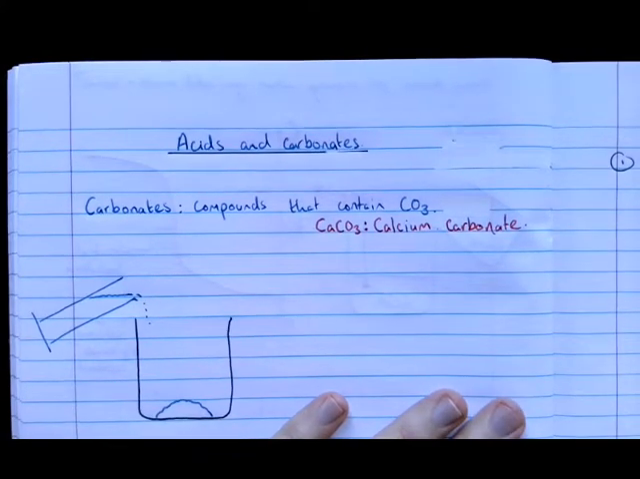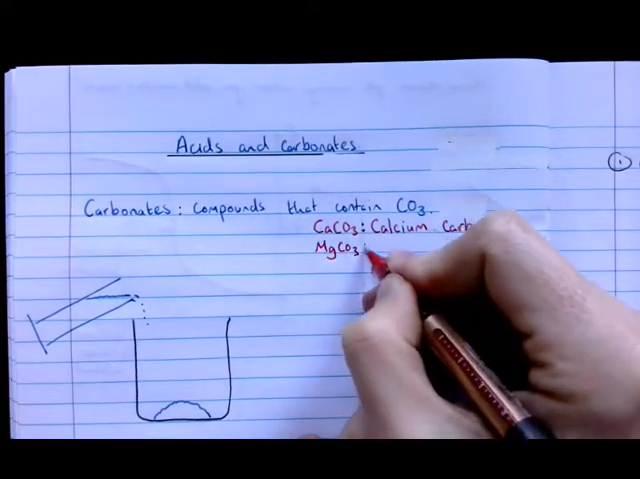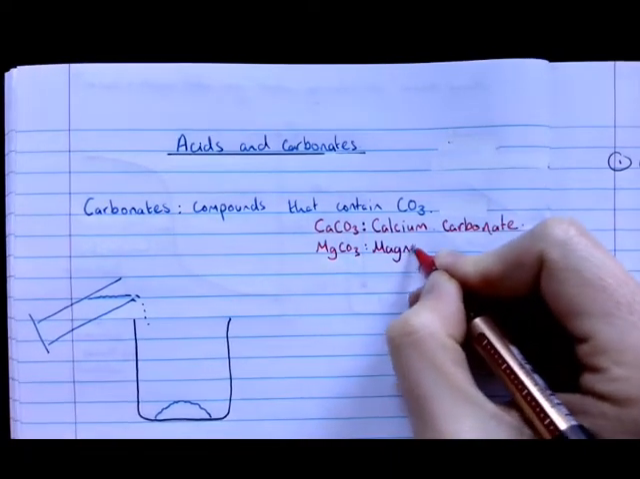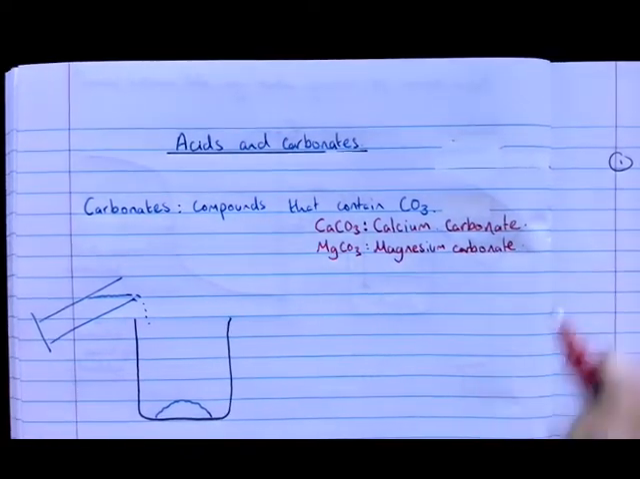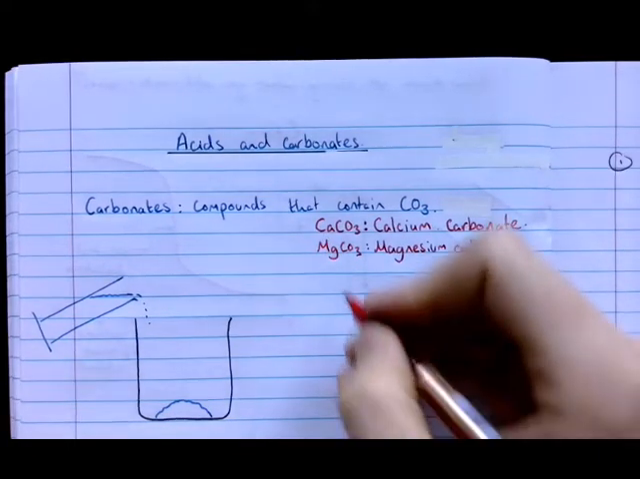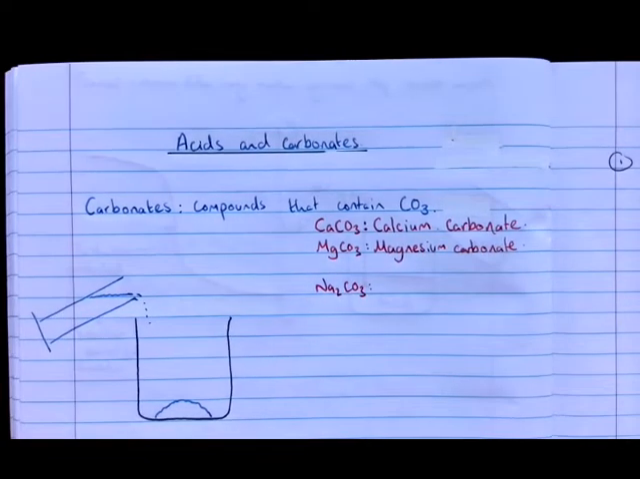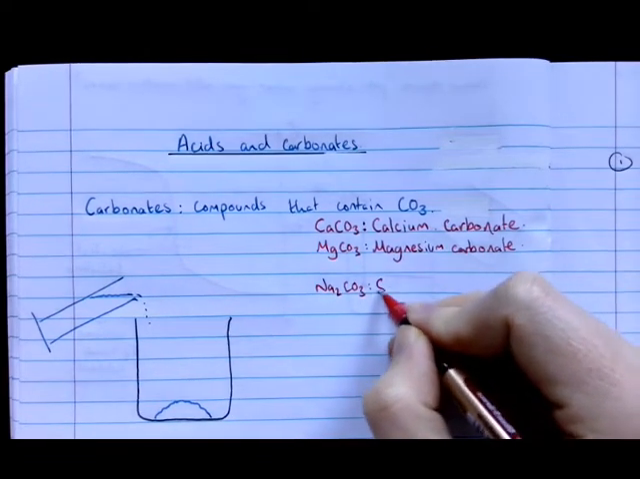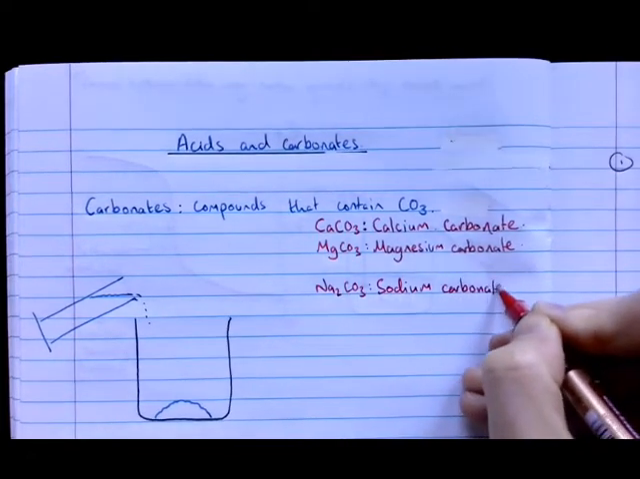Nice and easy. Okay, we could also have MgCO3, which is obviously going to be magnesium carbonate. And it's not always just one metal atom, so we could have, for example, Na2CO3. All right, so now I've got two sodium atoms, one carbon, three oxygens. So that's going to be sodium carbonate.